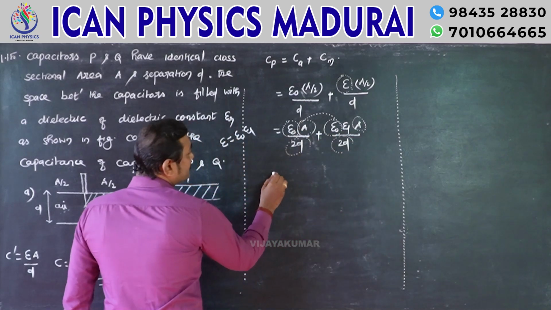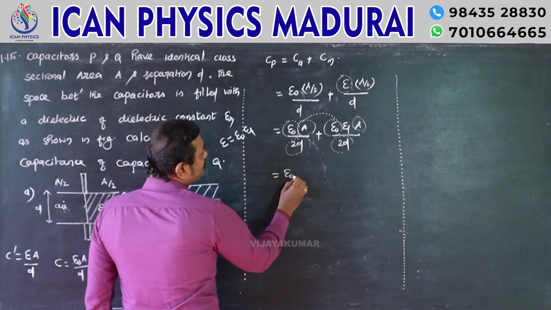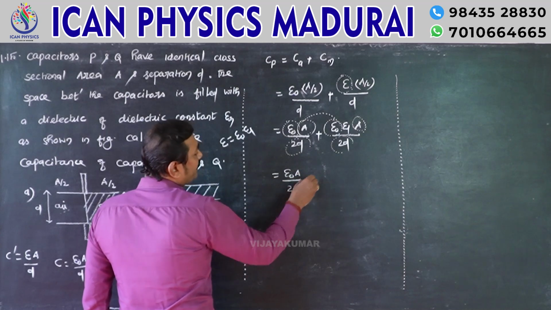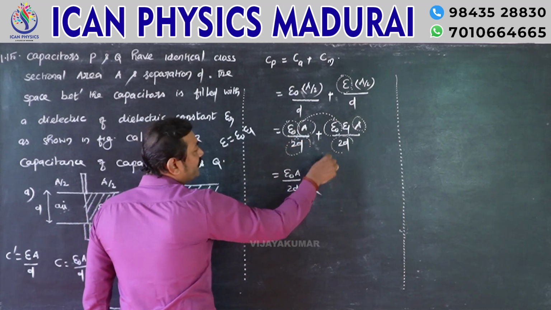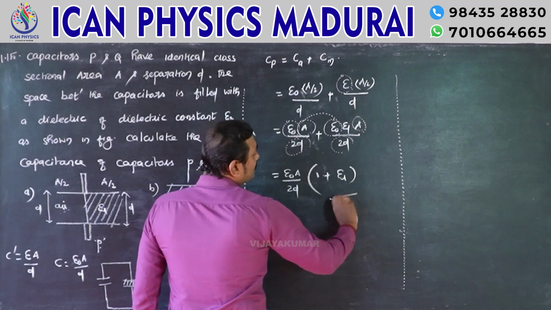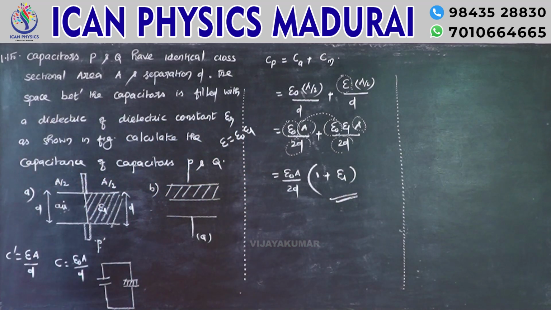So we can take all those things as common. So epsilon 0 A by 2D. Here it becomes 1, and here we have epsilon R. So this is the effective capacitance of the first case, when the dielectric constant epsilon R fills this part.